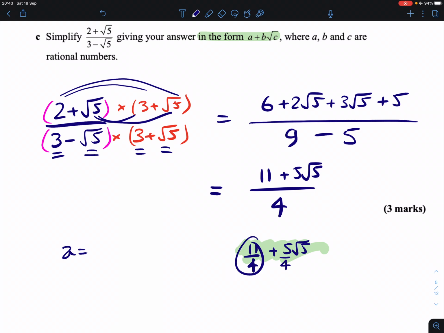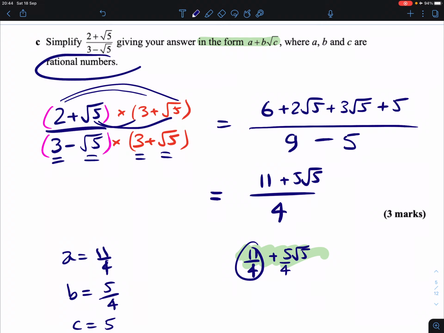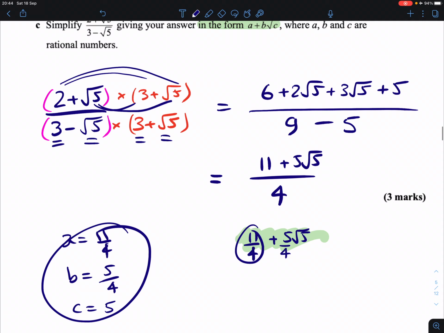A will be 11 over 4, B will be 5 over 4, and C is what's under the square root, which is 5. You don't need to write this at the end, but it's quite a good habit to do that for these questions where they ask you to express in a given form, and then they're highlighting stuff about A, B, and C. Certainly if A, B, and C end up being, say, something that was a fraction, and the question said something about integers, then sometimes doing this can just make it clear that we're not done yet. However, we are done. They're all rational numbers. The end.